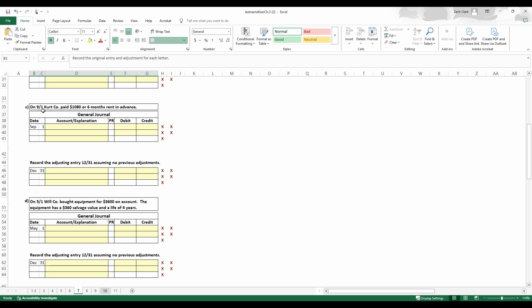Does that make sense? So we started on September 1st. So this 6 months represents September, October, November, December, January, so it's through February. That would be 6 months, including September, because we paid on the 1st. So at 12/31, we've used 4 months of that up. So you can take your 1080 divided by 6 to give you a monthly amount of rent, and then multiply that by 4 to represent that we've used 4 months up, and reduce the prepaid rent by that amount, 4 months of whatever that rent is, and then record 4 months of rent expense the same way.